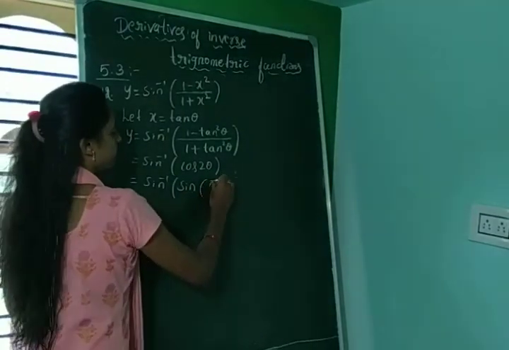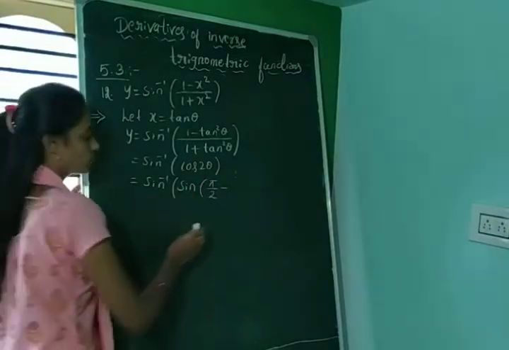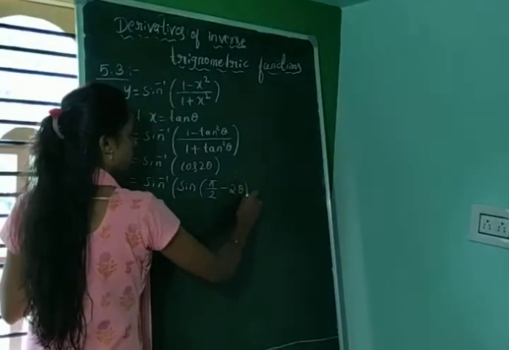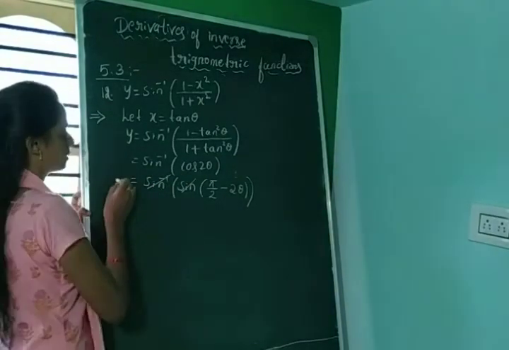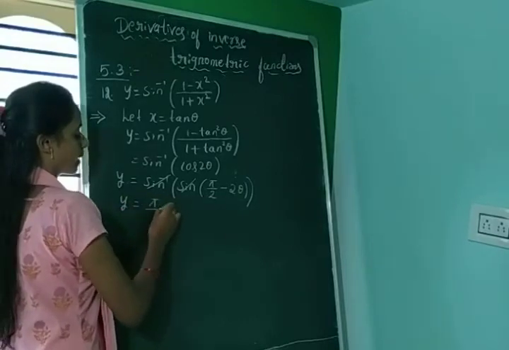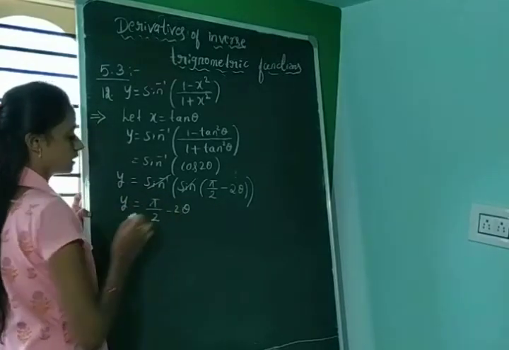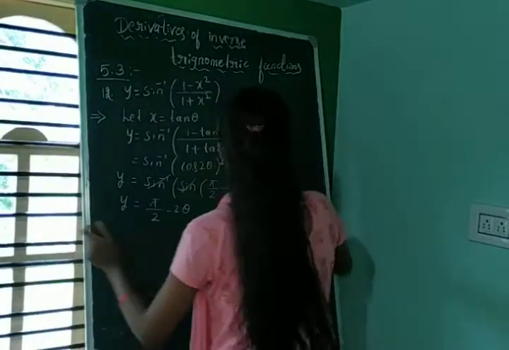So sine of (90 minus theta) is cos theta. In the place of theta we have 2 theta, so twice of this. Now we can cancel out the sine and the inverse. And this side we have y. So y is equal to pi by 2 minus 2 theta. Now you can differentiate.